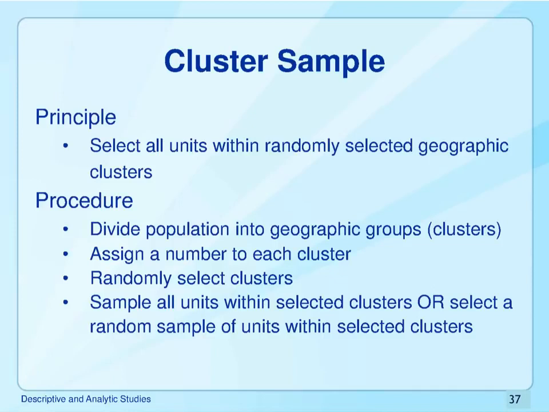When we include all the units within the selected cluster, that's called one-stage cluster sampling. Or we can take a random sample of all the units within the selected cluster, and that would be called two-stage cluster sampling. This is a commonly used technique as well. It's commonly used by WHO when they look at immunization rates, and it's also the type of approach we use for rapid assessment of a population following a disaster.